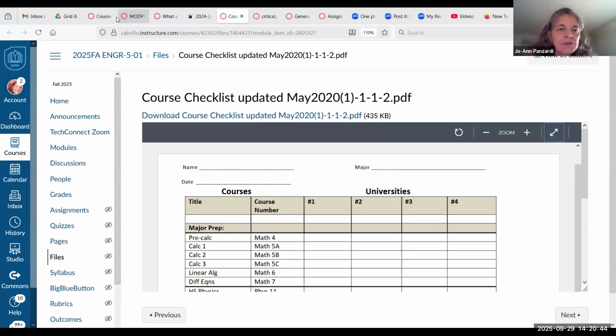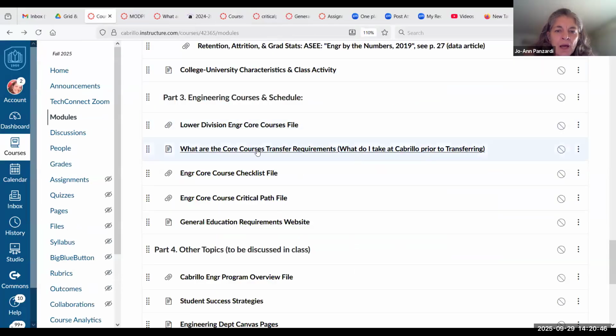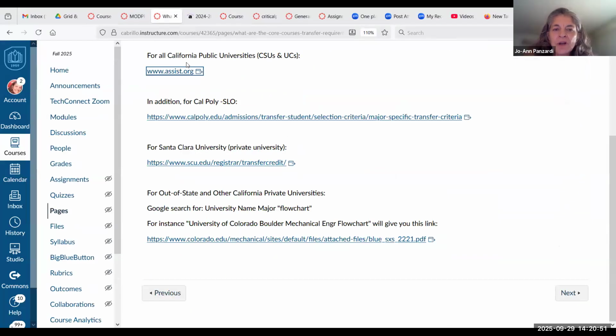Okay, I'm going to go back to, we were still looking at what courses you need to take. So that's for the public institutions, and I'll cover the Cal Poly stuff in a little bit. Okay, then Santa Clara, you could click on this and it shows you exactly what you need for Santa Clara. So again, Assist works for all the CSUs and the UCs.